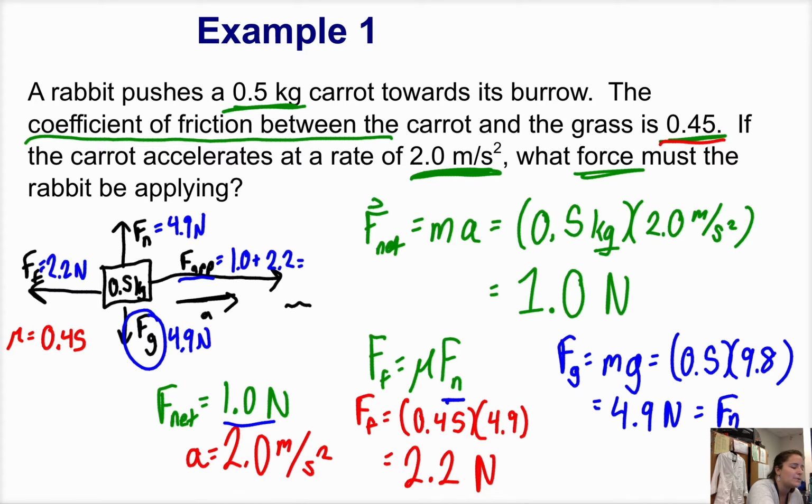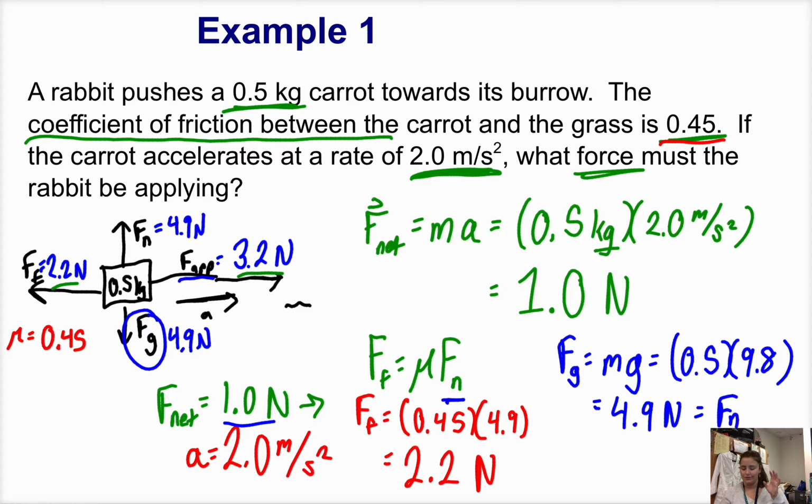So when I do 1.0 plus 2.2, I get 3.2 newtons. So the rabbit must be applying 3.2 newtons of force. Sorry, it looks like 0.32. Let me fix it. In order, we can always check it. Okay, if I have 3.2 newtons to the right and 2.2 newtons to the left, that does give me a net force of 1.0 newtons to the right.